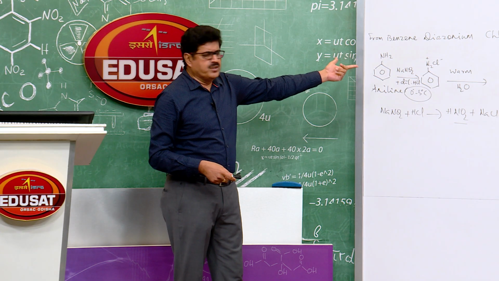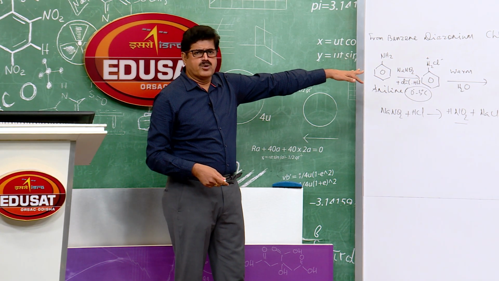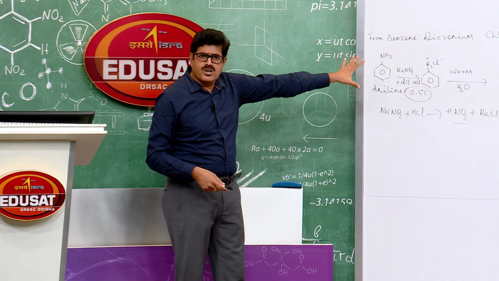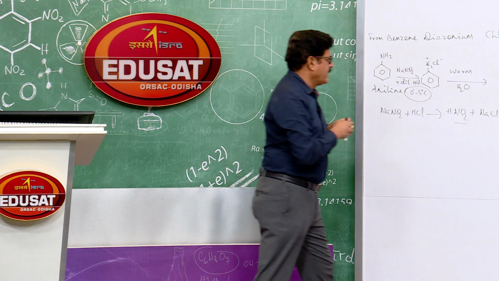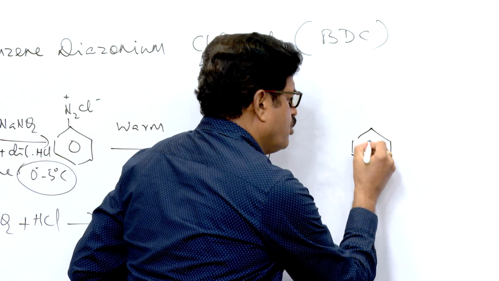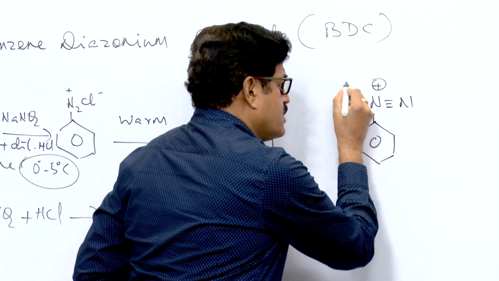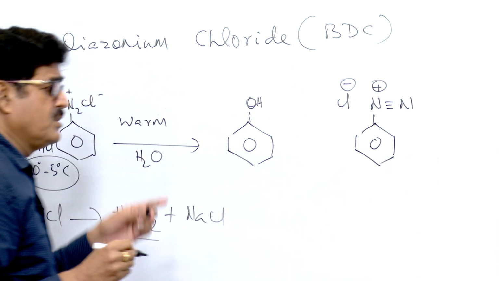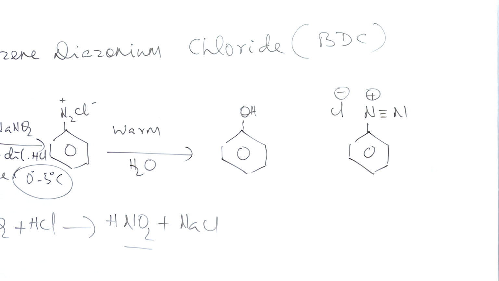Aniline treated with NaNO2 and HCl, that is nitrous acid, gives benzene diazonium chloride. Do you know the structure of benzene diazonium chloride? Let me show that. Don't worry, there is a chapter in your syllabus on diazonium chloride, and this is the structure of benzene diazonium chloride.